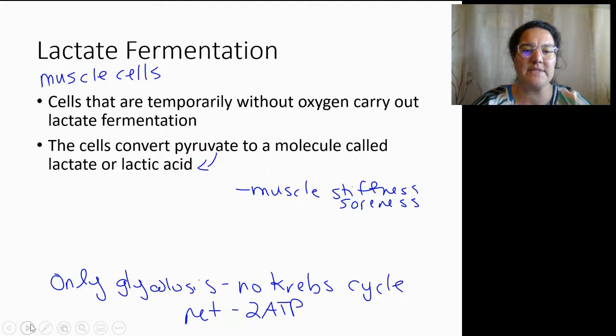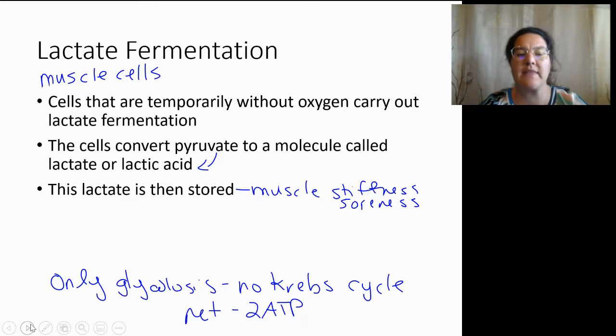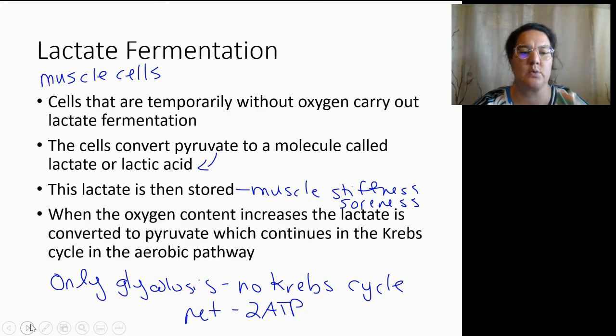One is lactate fermentation, and this occurs in muscle cells that are temporarily without oxygen. This converts pyruvate to a molecule called lactate or lactic acid, which is then stored in the muscle tissue and causes stiffness and soreness. When the oxygen content is increased, the lactate is converted back to pyruvate, which continues on in the Krebs cycle of the aerobic pathway. So in lactate fermentation, only glycolysis occurs and no Krebs cycle occurs, and we have a net of 2 ATP, way less than with the entire Krebs cycle.